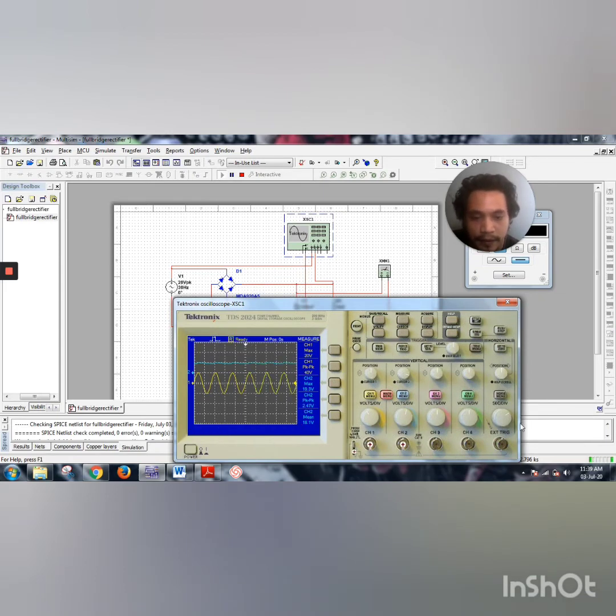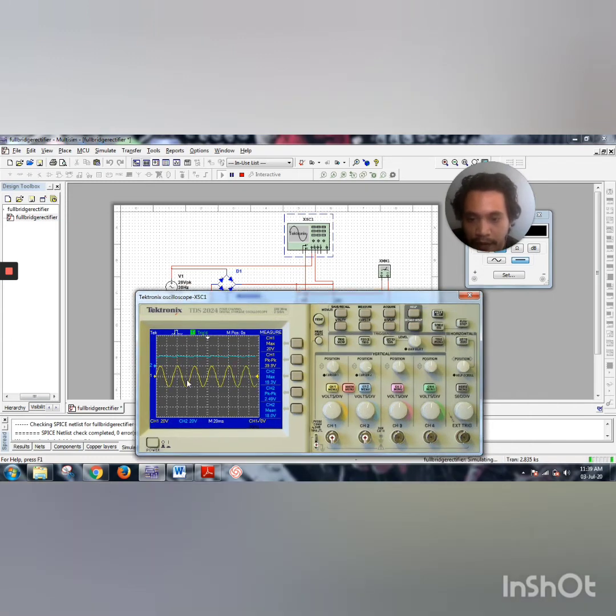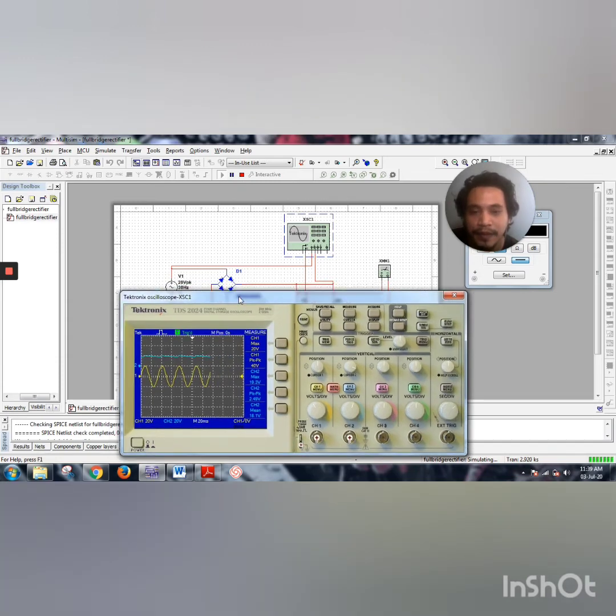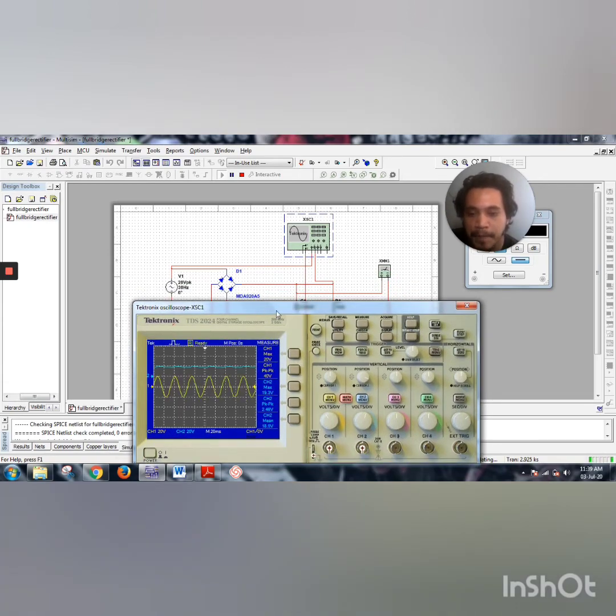This is the input signal, and this is the output signal. The input signal is alternating current, and the output signal is direct current. By the way, we're using the capacitor to filter and make the signal more smooth.